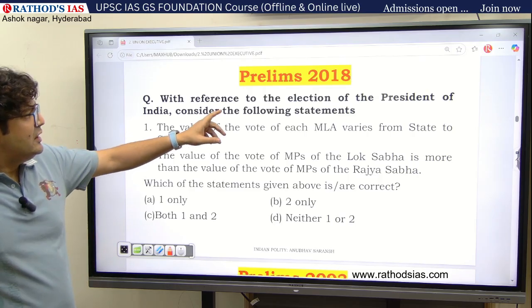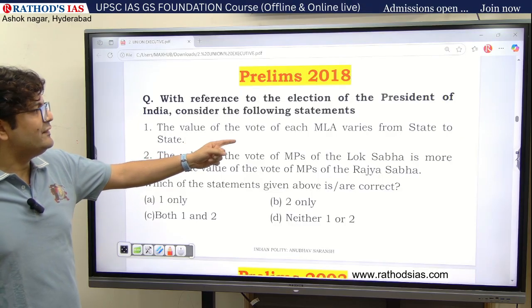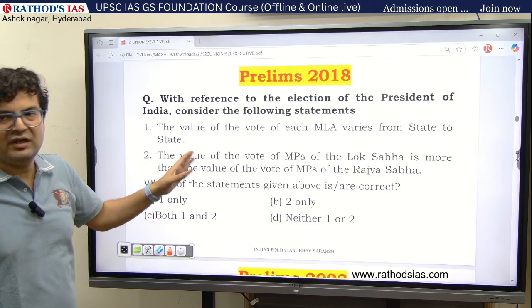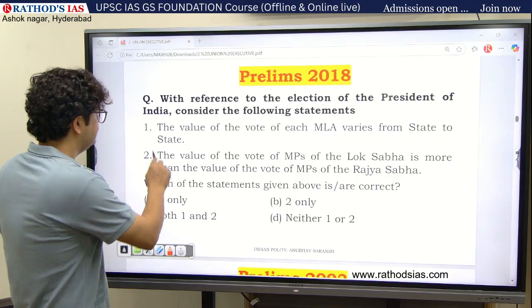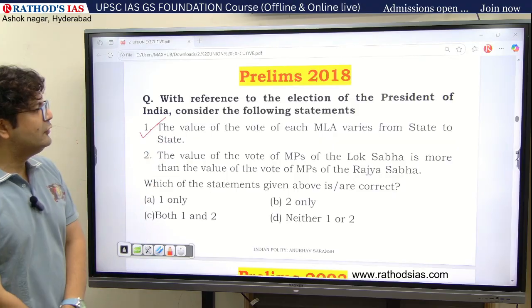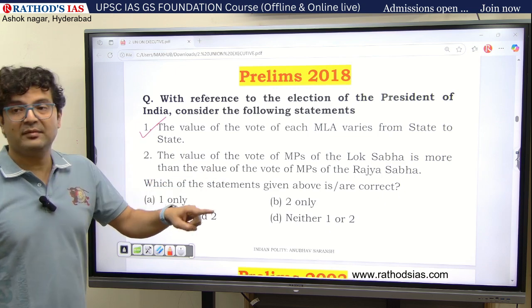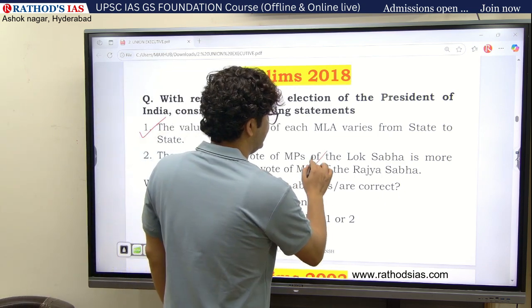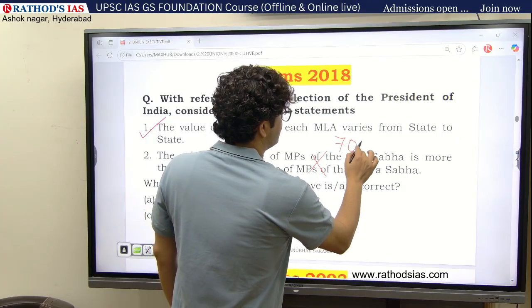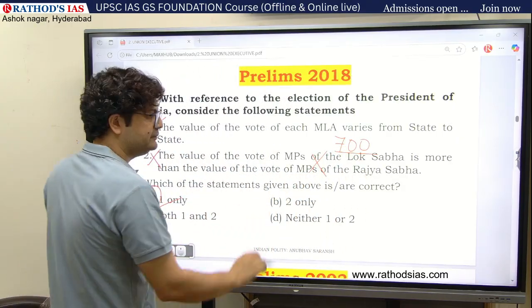With reference to the election of the President of India, consider the following statements. The value of the vote of each MLA varies from state to state. Yes or no? Yes, it does. So, one is correct. The value of the vote of MPs of Lok Sabha is more than the value of vote of MP of Rajya Sabha. Yes or no? No. The value of vote of MPs remains the same and fixed at how much? 700. So, one is right, two is wrong. Right answer is A, 1 only.